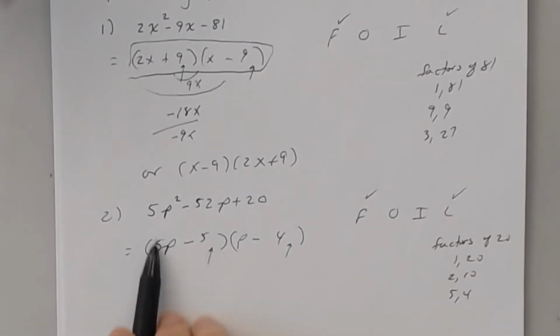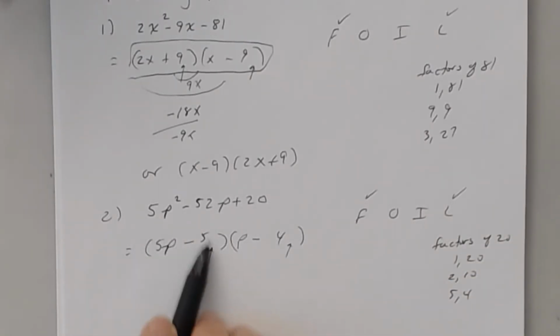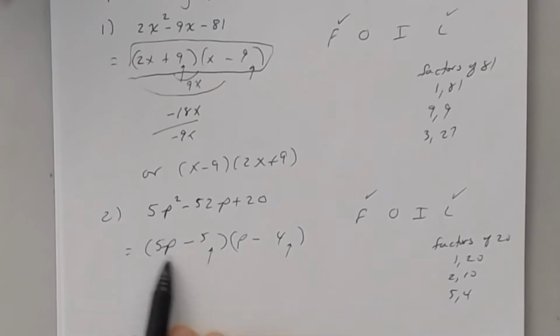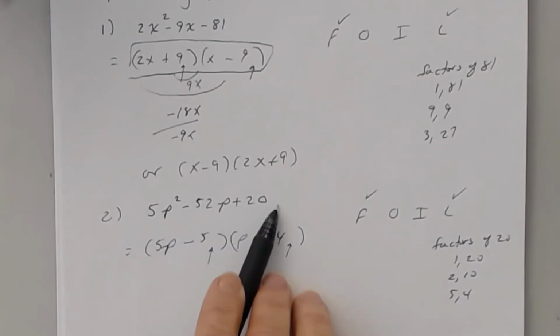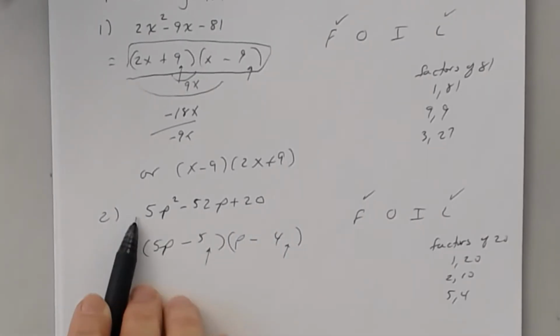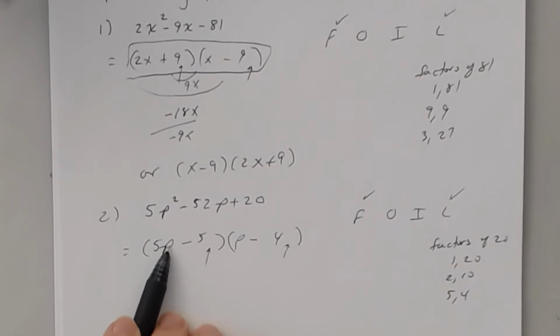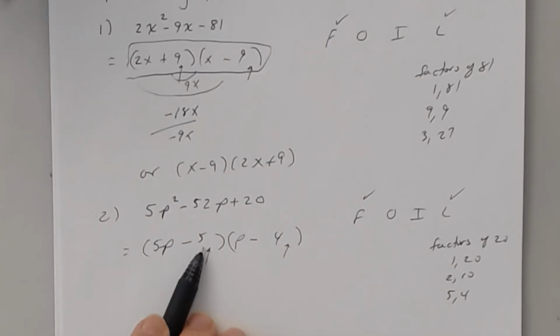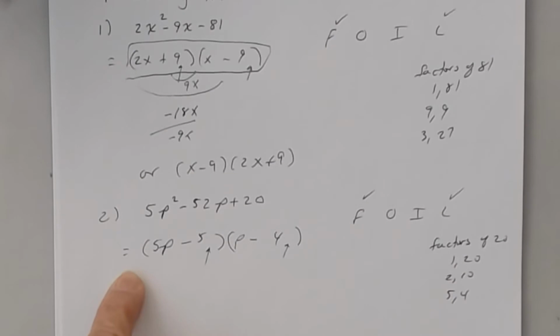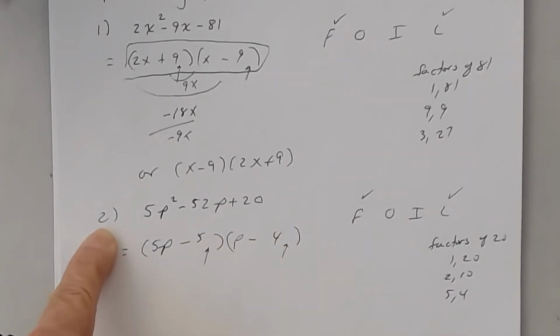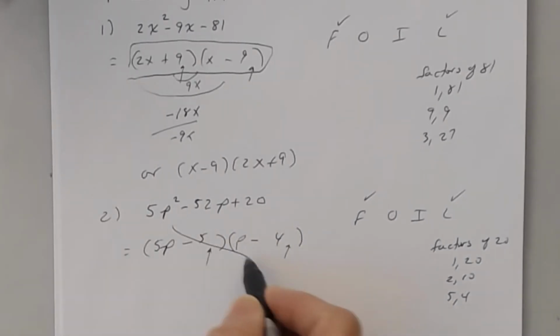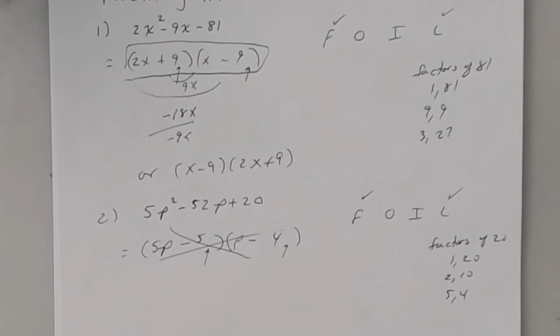Look at this factor right here. What's the GCF of this factor? 5. Which meant that the GCF should have been what? 5. But is it? No. So that tells you right away, you cannot have a 5 here. Because that would mean you could take out a 5, which meant that the whole thing you could have taken out a 5. So right away you know that this cannot be it. Okay? All right, so let's go back to the drawing board now.